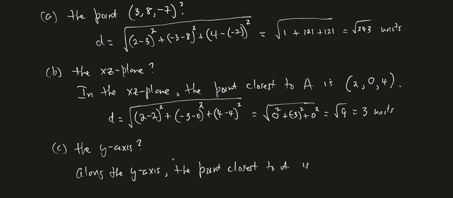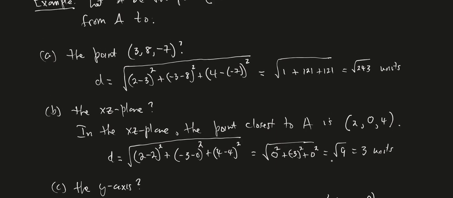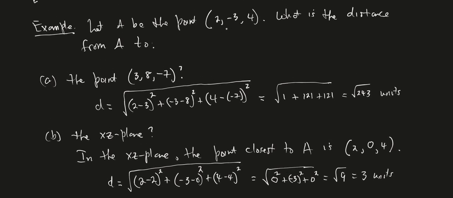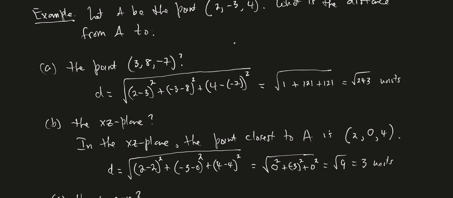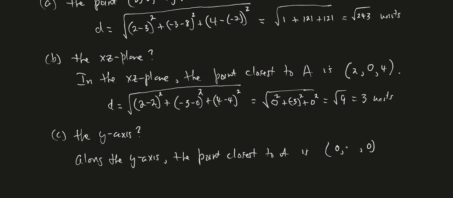Along the y-axis, what do we know? We know that x has to be 0 and z has to be 0. But then if I want this point to be the closest point to this point, then the y value would have to be the same. If I change the y value, then it's not going to be the closest point, right? So this would have to be -3. So now I'm going to, again, use my distance formula to find the distance between 2, -3, 4, and the point 0, -3, 0, right?